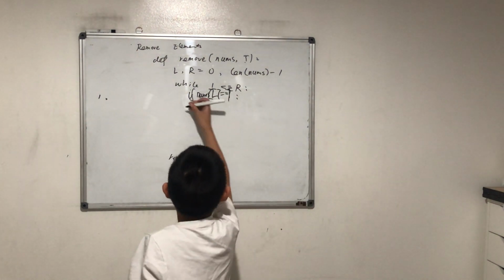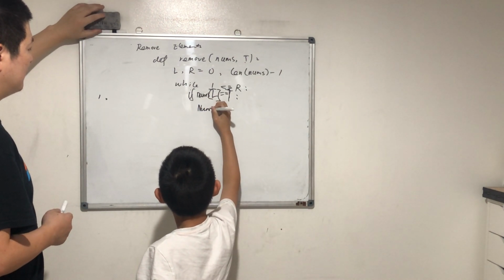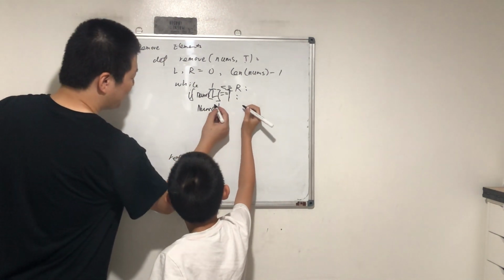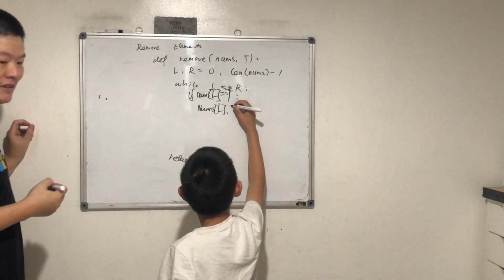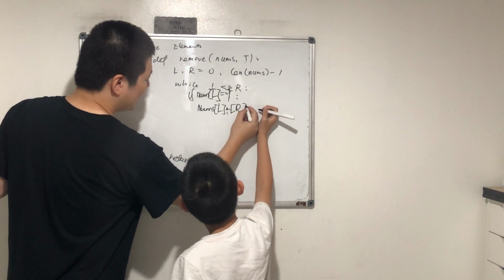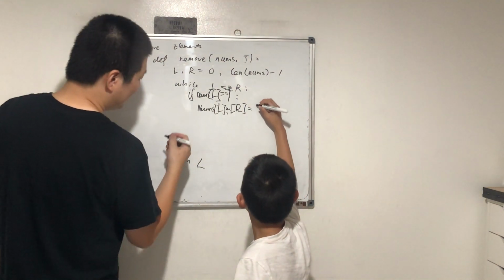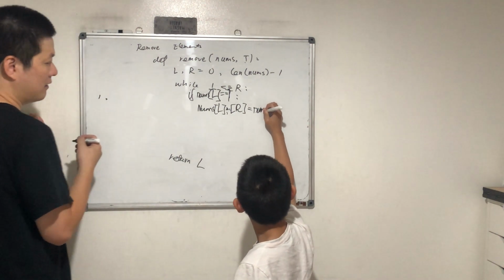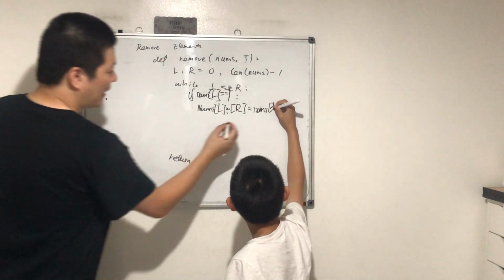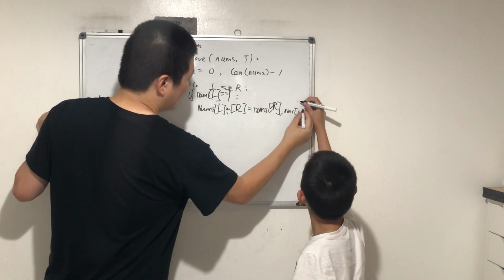I'm just putting it. nums[L]. And you want to swap the value of nums[L]. Why did you forget this? And then nums[R] equals nums[L], nums[R]. I know what happened.